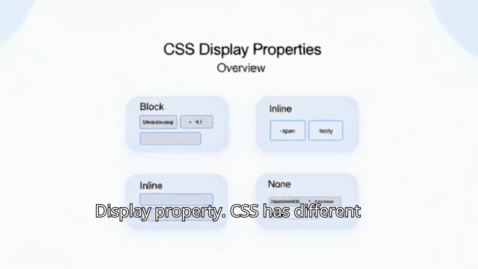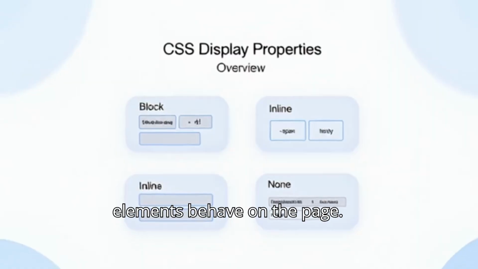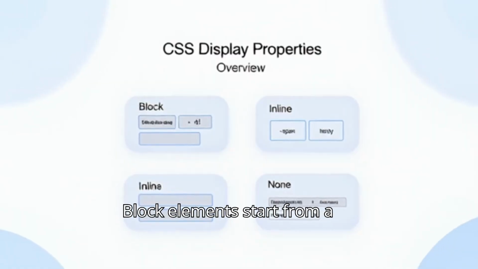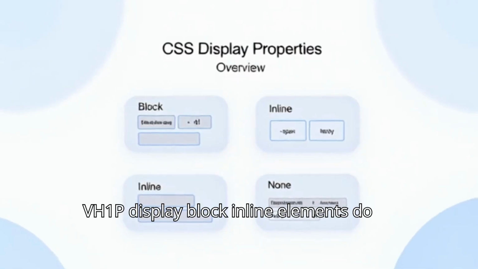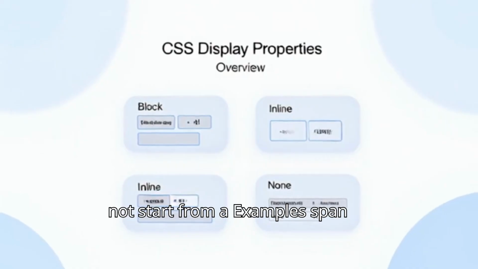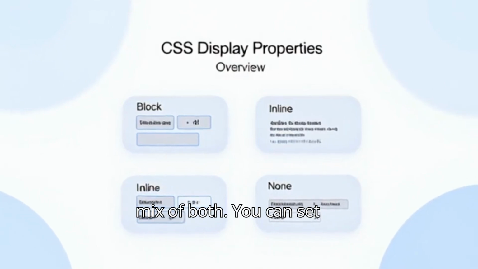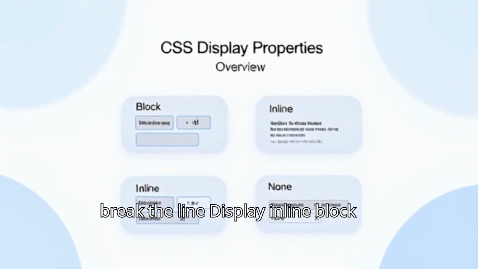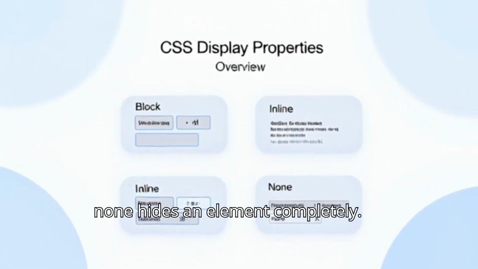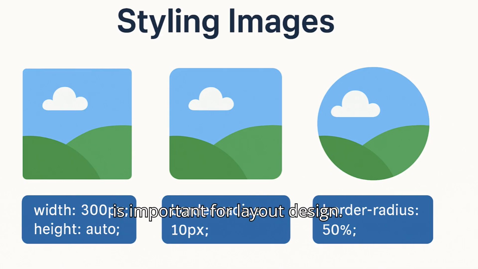Display property. CSS has different display types that change how elements behave on the page. Block elements start from a new line and take full width. Examples: div, h1, p, display block. Inline elements do not start from a new line. Examples: span, a, display inline. Inline block is a mix of both. You can set width and height, but it doesn't break the line. Display inline-block. Display none hides an element completely. Knowing display types is important for layout design.